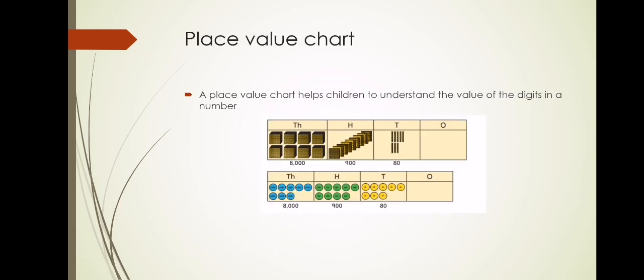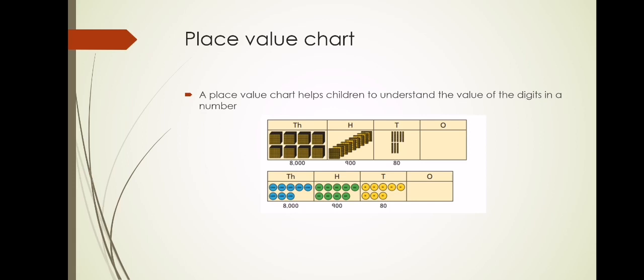In our lessons, we also encourage children to use the place value chart. Now, place value charts help children to understand the value of the digits in a number. So if children are given the number 8,980, they quite often, if they haven't seen it represented in this way, don't really have an idea of what the 8,980 means. So it's really important that we show them on a place value chart, explaining, for example, that a 10 is simply 10 ones, or 100 is simply 10 tens.